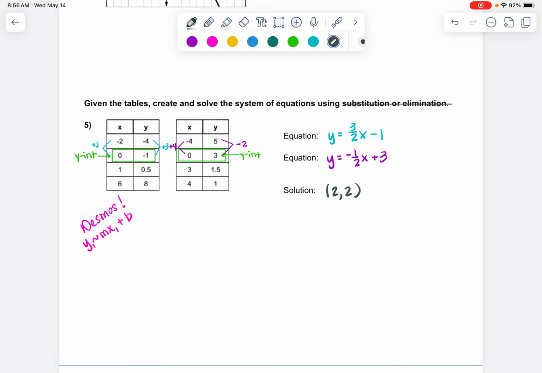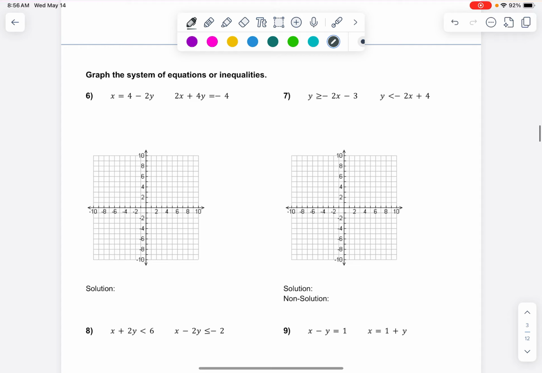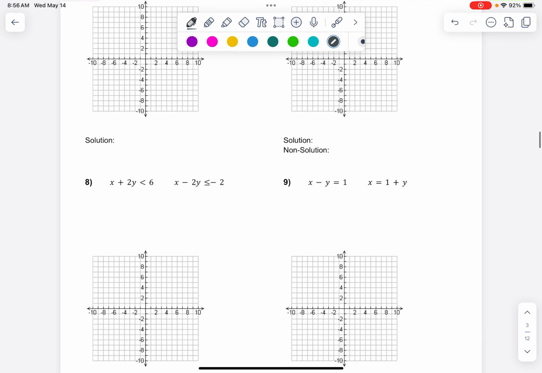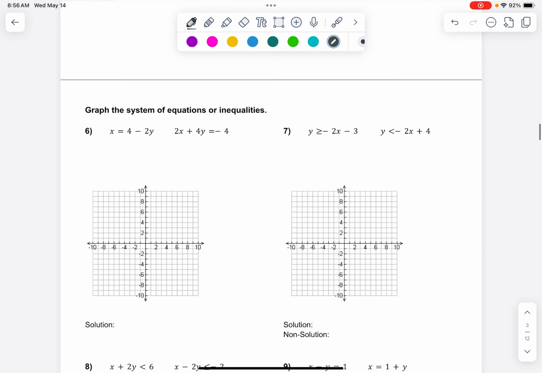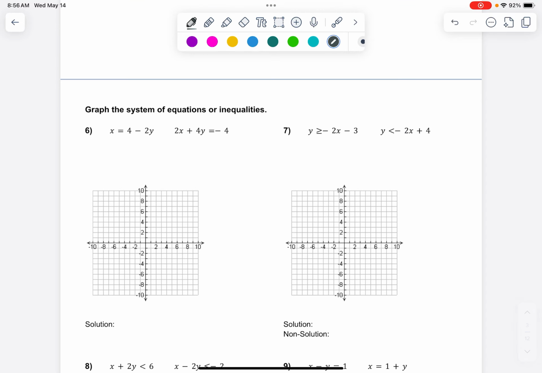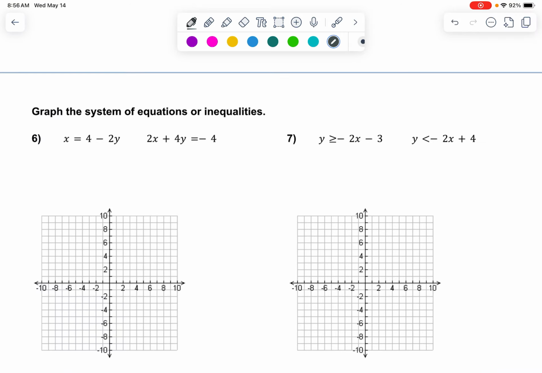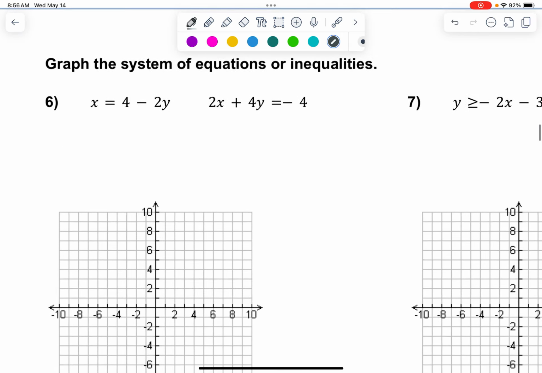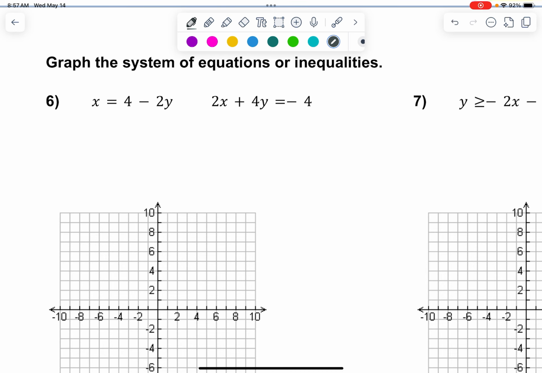All right, moving along. On these, we're going to practice graphing. This is the last page I'm going to do on this video. So we're going to graph some linear equation systems and also inequality systems, because you can see some of these are greater thans and less thans. Obviously, in order to graph, you have to put it in y equals mx plus b form, and that's what we're going to do first.